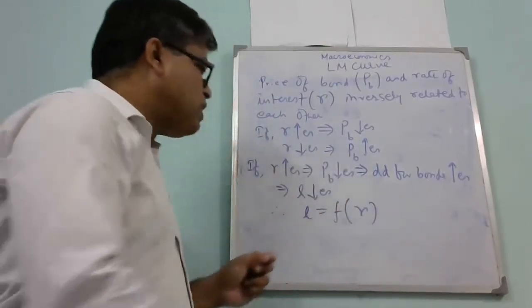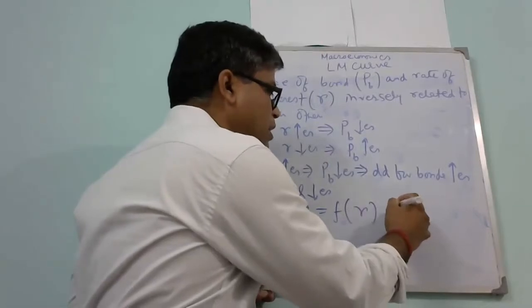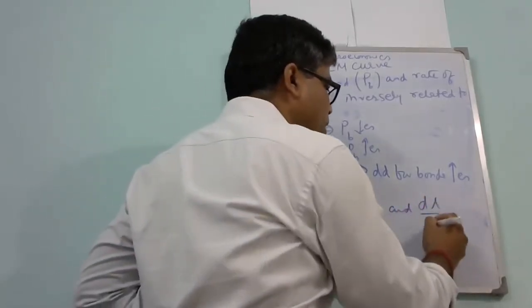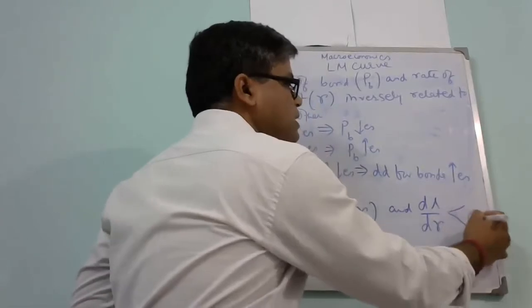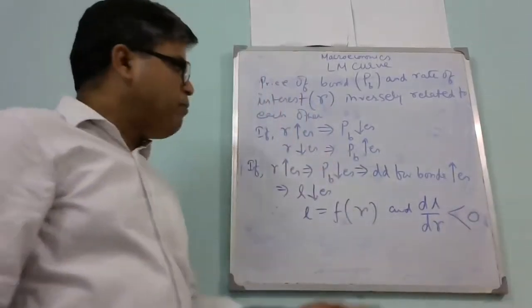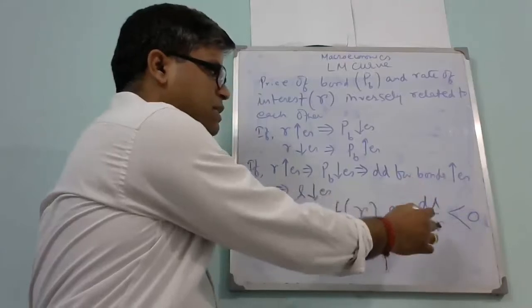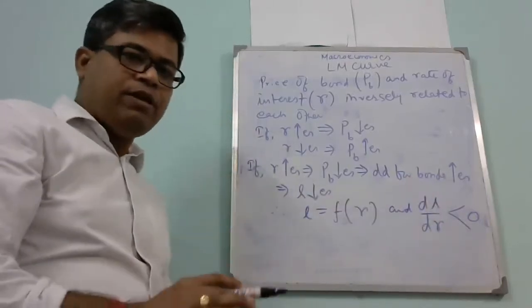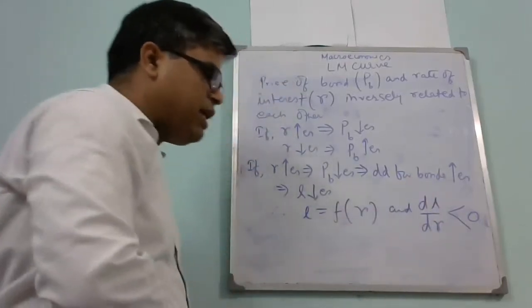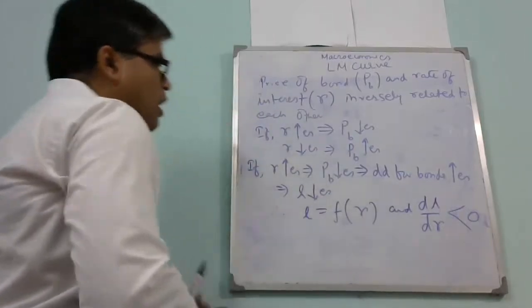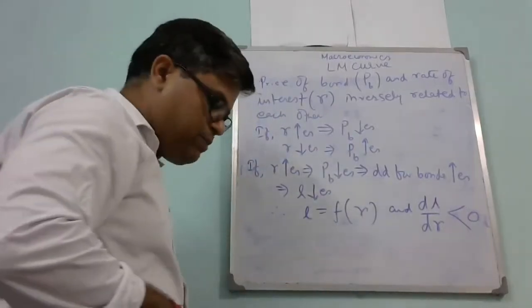And what kind of function? Here we can see that dL/dr is less than 0, because if r increases, then this will decrease, or vice versa. That's why dL/dr is negative. So from here we can see that 3 situations will arise.